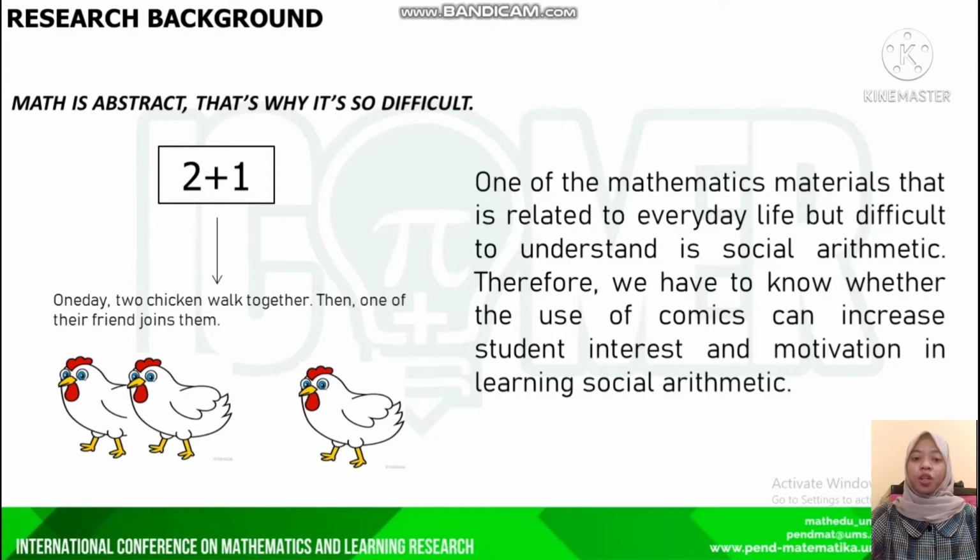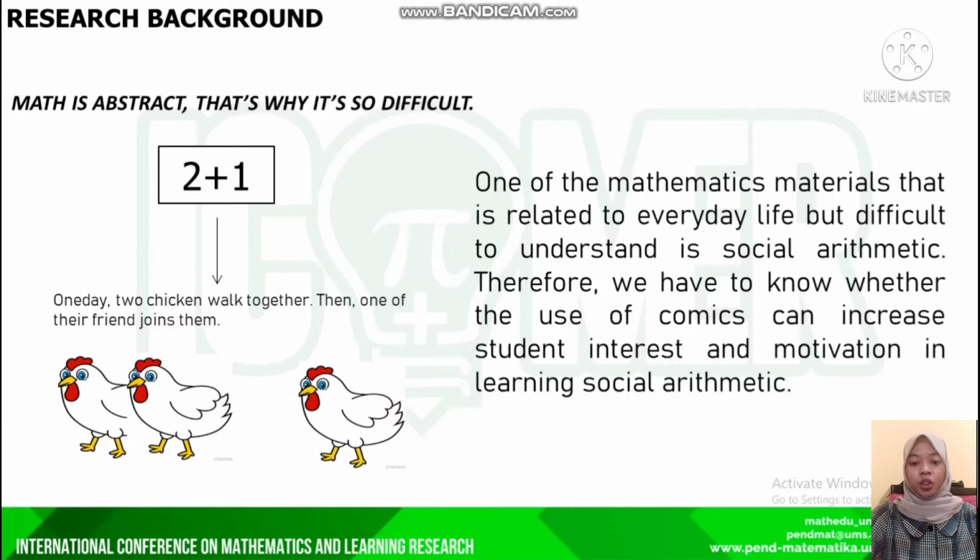Student interest and motivation in learning mathematics are low. It happens because mathematics is considered as complex subject to understand. That perception is caused by their mathematics learning experience that is not directly related to their daily life. Therefore, mathematics become challenging to be imagined and understood.